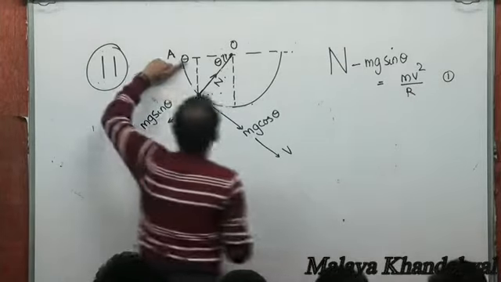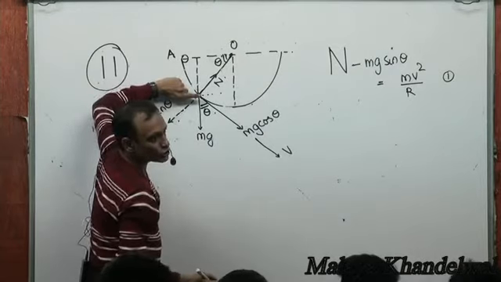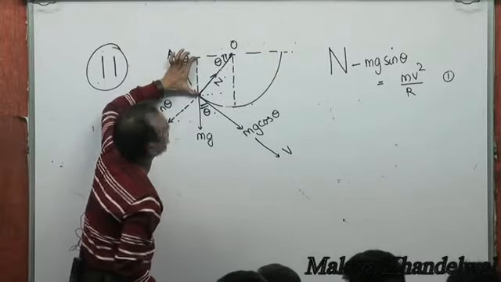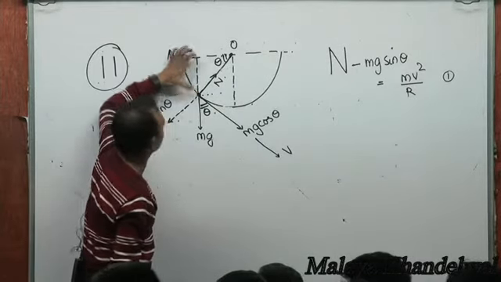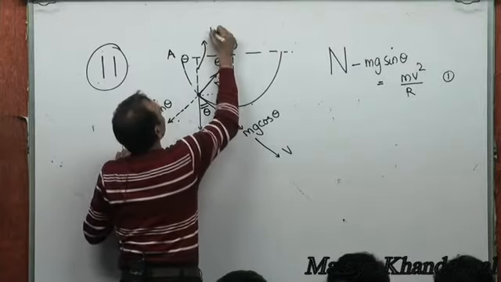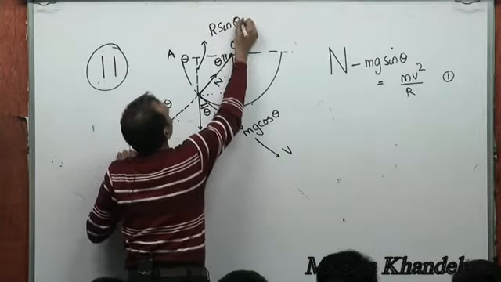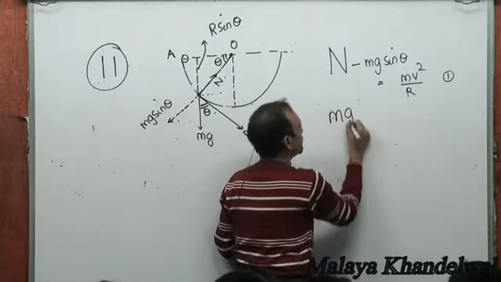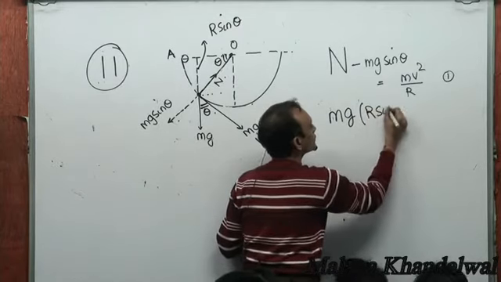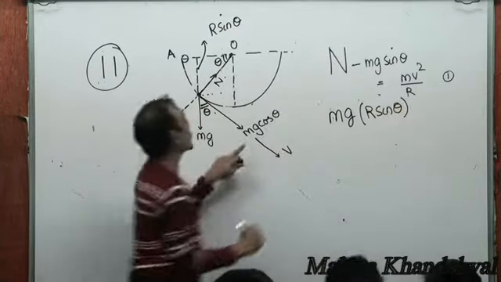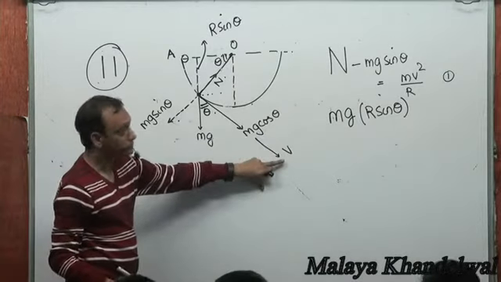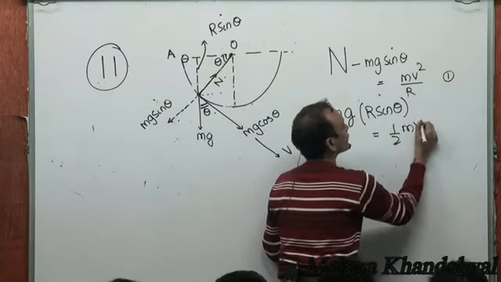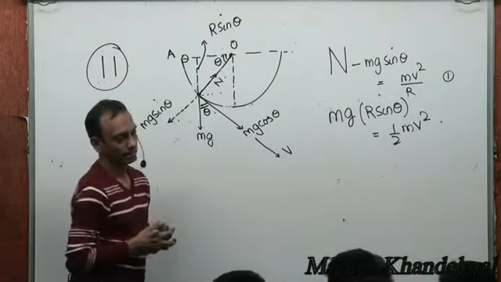And while it descends, loss of potential energy must be gain of kinetic energy. It has lost a height r sin theta. Realize this height is r sin theta. It has lost an elevation, which is r sin theta. Right? So loss of potential energy is going to be what? mg into r sin theta. That must be gain of kinetic energy, which is half mv squared. Right? Yes or no?